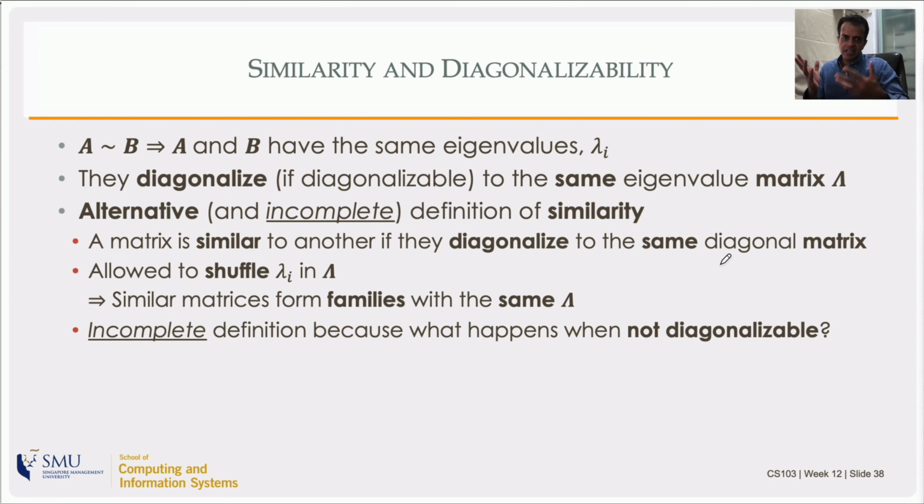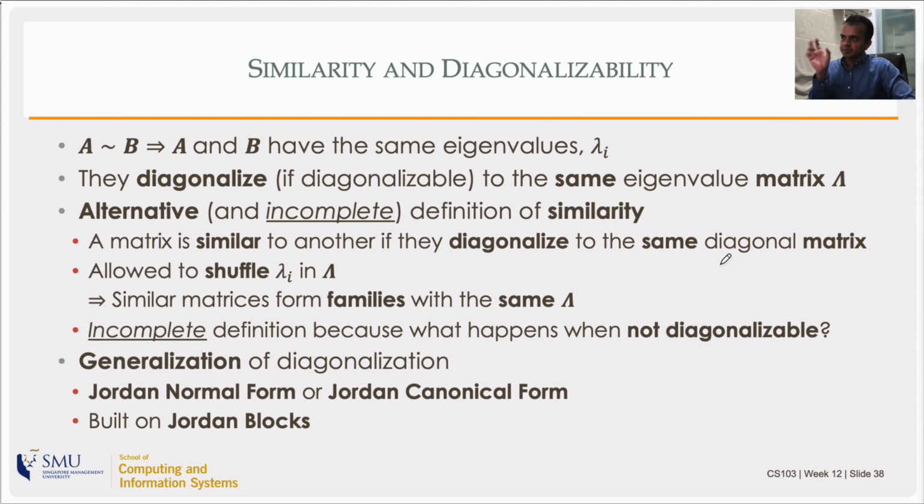So same diagonal matrix means same up to a change in the order. So it basically means that similar matrices form something like families of matrices with the same eigenvalue matrix. All the matrices that diagonalize to the same eigenvalue matrix are similar to each other and they form a family. If it is a different eigenvalue matrix, then there's a different family. So infinite number of families.